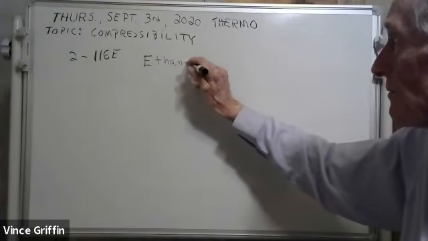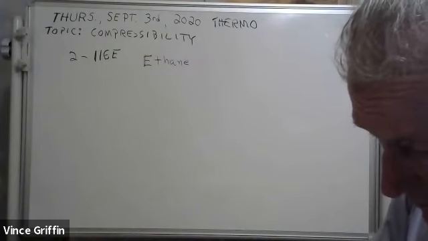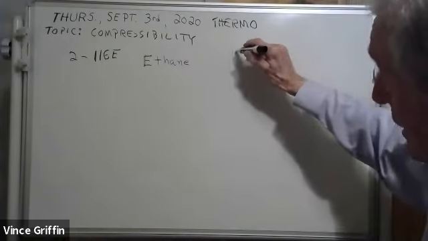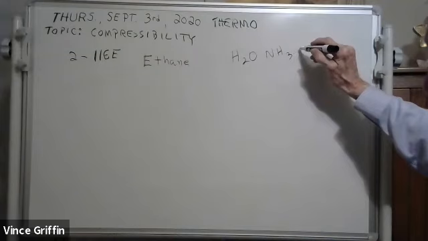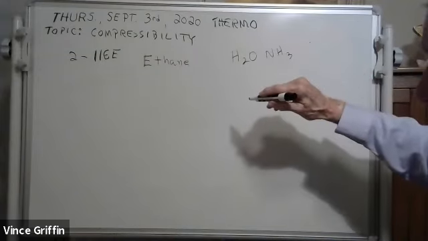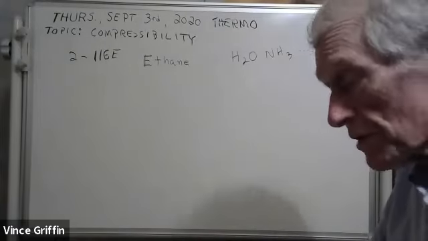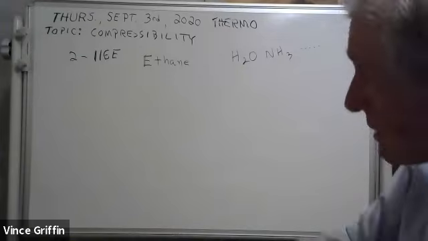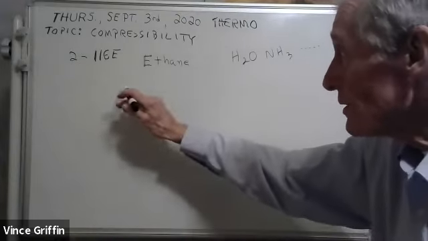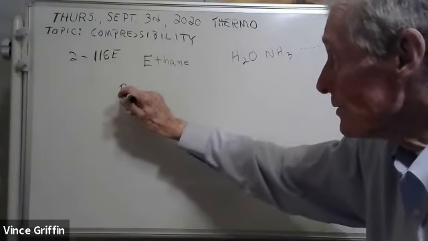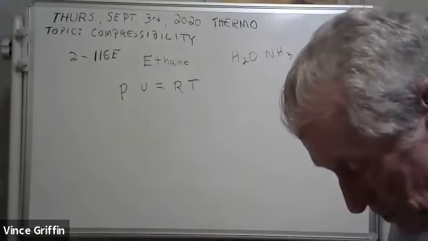Now we do not have an ethane table. Like for instance, we have water, we have ammonia, and we have refrigerants. We have a lot of tables in the back, but we do not have an ethane table. So you can't look it up in a table you don't have, but I tell you what we can do. We can go PV equals RT. We can do that. Now, what are we supposed to do in this problem?